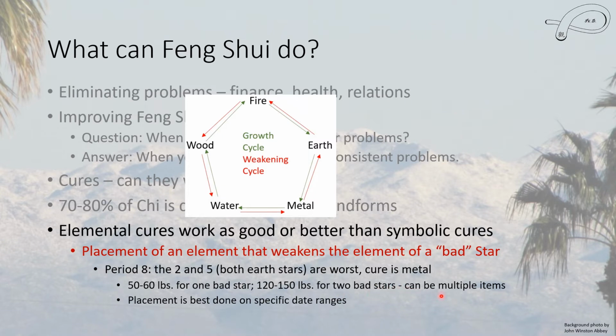And the good thing is this can be in multiple items. So you don't need just one big object. It can be as many objects as you need to create that total mass.